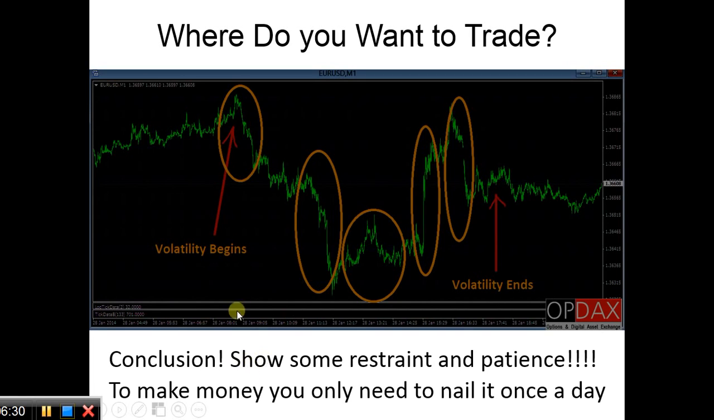when things are moving. And what can you conclude from here? Really show some restraint and show some patience. You've got to have some patience here, because all it takes is 1 point during the day from one major price fluctuation for you to nail it and make your profits and call it a day. So again, show some restraint.